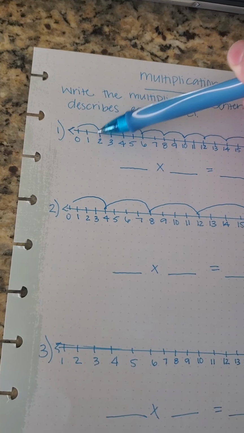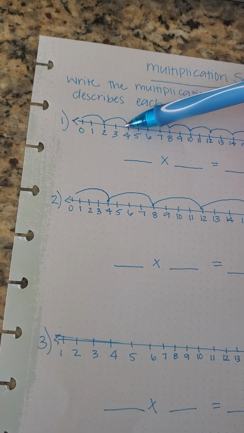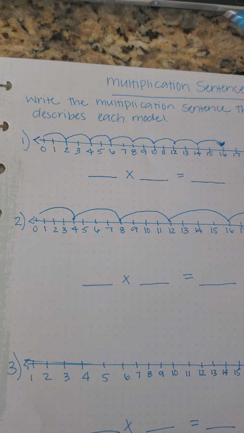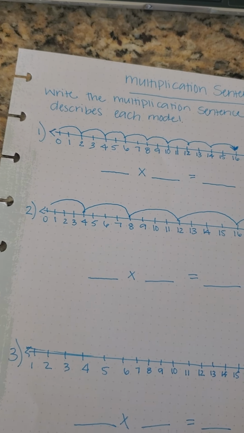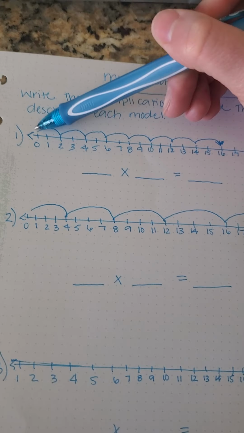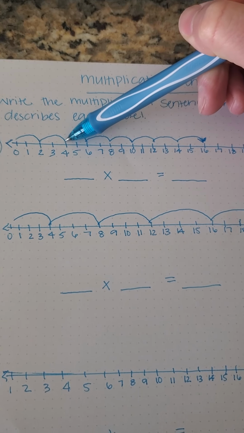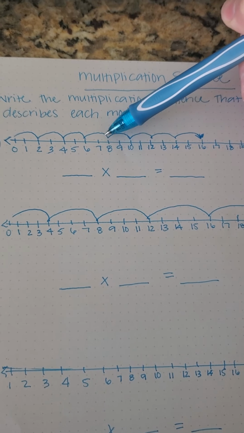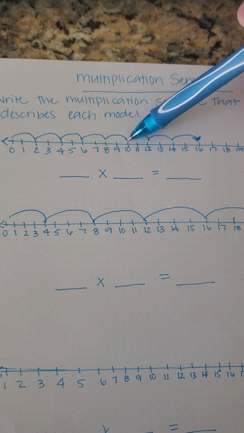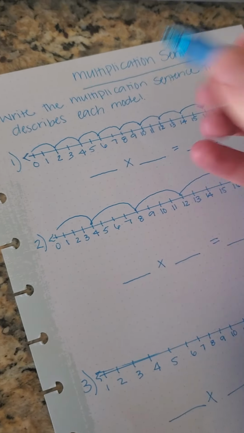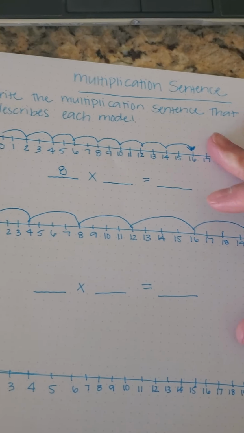Each of these hops right here represents a group. If we count how many hops there are total, it'll tell us what to put for our first number. So let's go ahead and count these out. We have our first loop here: 1, 2, 3, 4, 5, 6, 7, 8. So 8 is our first number for our total number of groups.